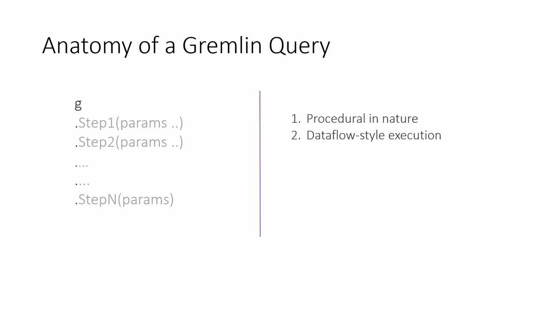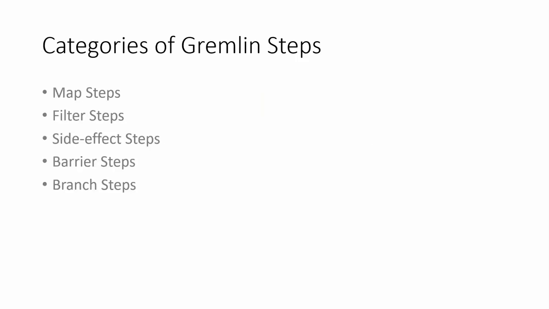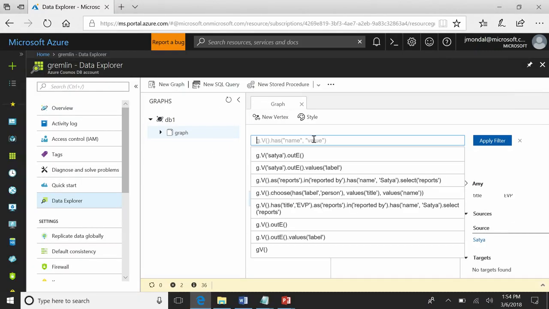Now that we understand the basic anatomy of a Gremlin query, let's look at some of the different types of steps, or different operations, that you want to perform. So first we have map steps. Map steps, as the name suggests, map an input object of type A and convert it to an output object of type B. So for example, as you're walking the graph, you're on a vertex, and now you want to go to an edge, or you want to go to a property. So you're basically taking a set of vertices as an input and converting them to a set of different objects.